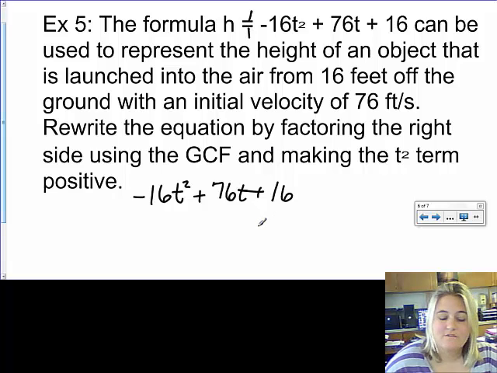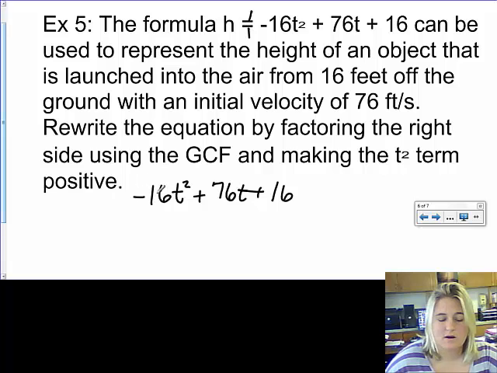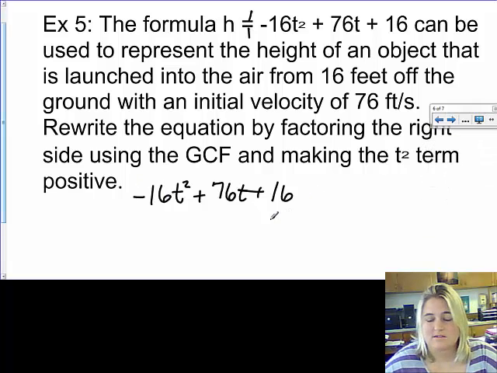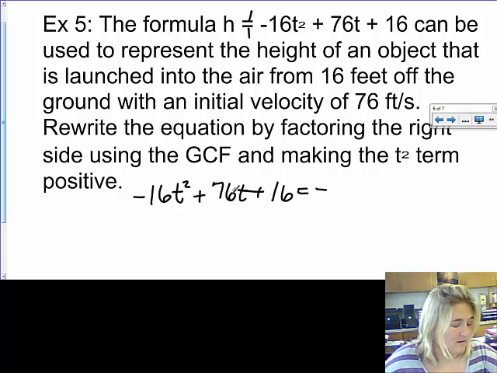The first thing that it wants me to do is make that t squared term positive. Well, the t squared is right here, this term. It wants me to make it positive, which means to make it positive, I'm going to have to divide out a negative. So I'm going to have negative, and then I have to have something that will divide into each of them evenly, and that is going to be 4.